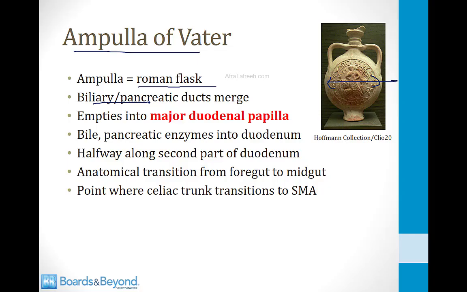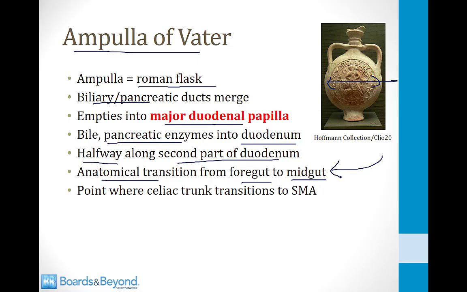When enzymes and bile flow through the ampulla of Vater, they enter the duodenum through a hole called the major duodenal papilla. This is where bile and pancreatic enzymes enter the duodenum. It's also the halfway point along the second part of the duodenum, and this is the anatomic transition from the embryologic foregut to the embryologic midgut. And I talk about both of these structures in detail in the video on GI embryology.